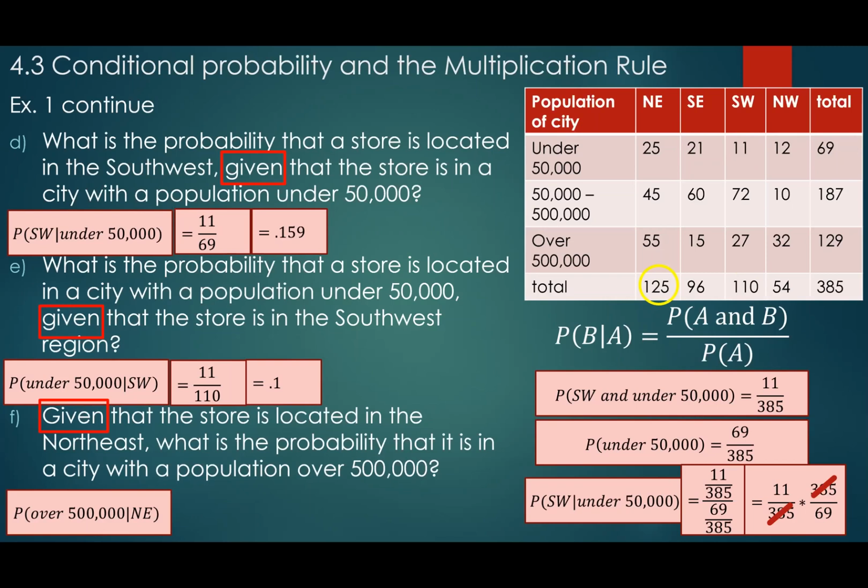Now, out of that 125 only, we don't care about the others. We don't care about southwest, southeast, and northwest. We only care about northeast, which is again 125. Out of the 125, how many have a population over 500,000? That gives me 55. So to find this conditional probability, we have 55 divided by 125. Therefore, the answer is 0.44.